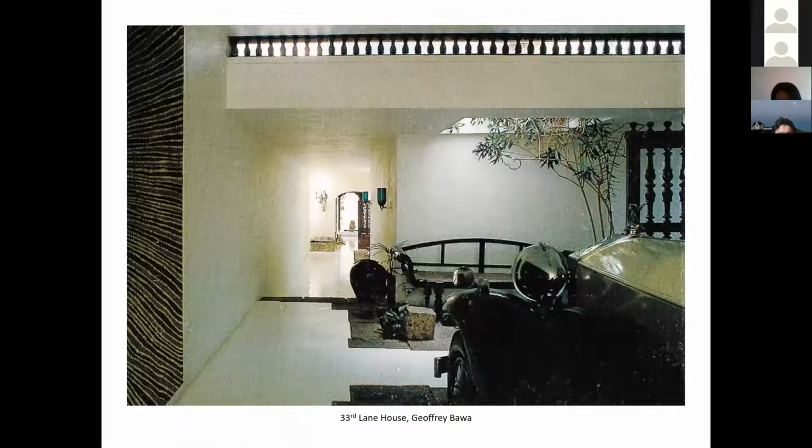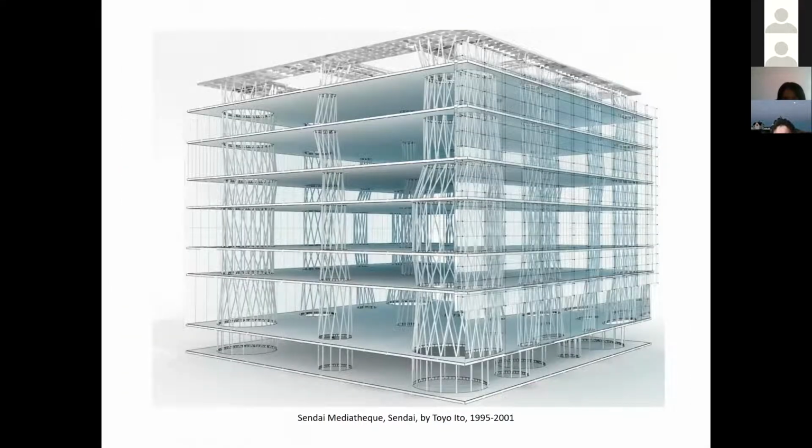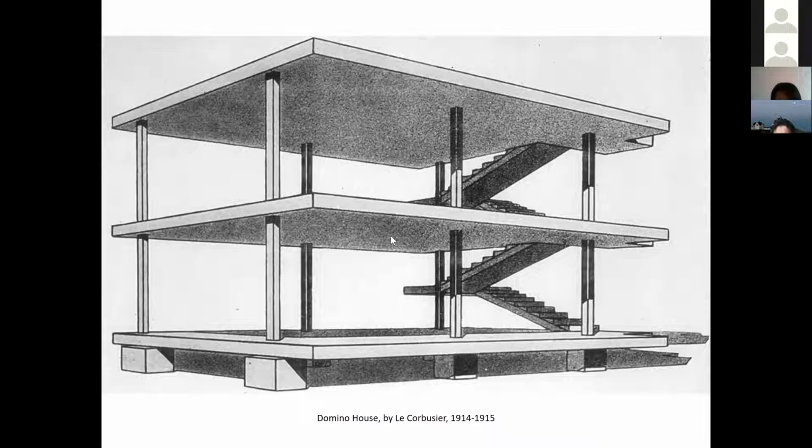And then I saw this building by Toyo Ito, the Sendai Mediatheque, and you can see that he's trying to, again, break the Domino house by changing some of the structure. So this building was built, and I'm looking at the space that is created, which is a bit like a free terrain.